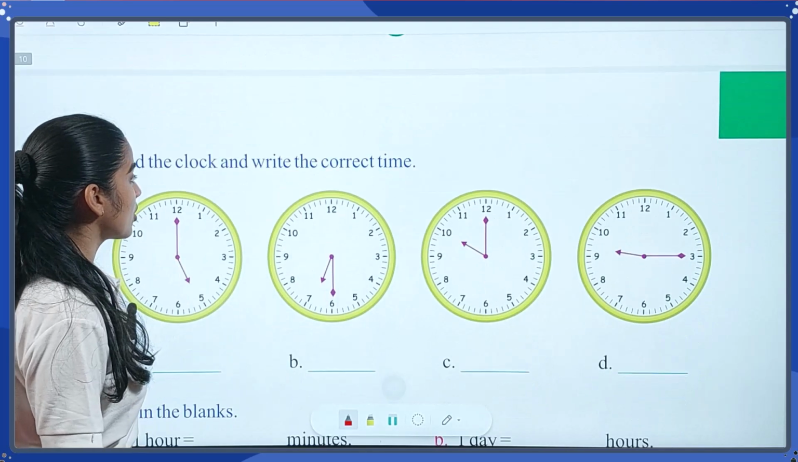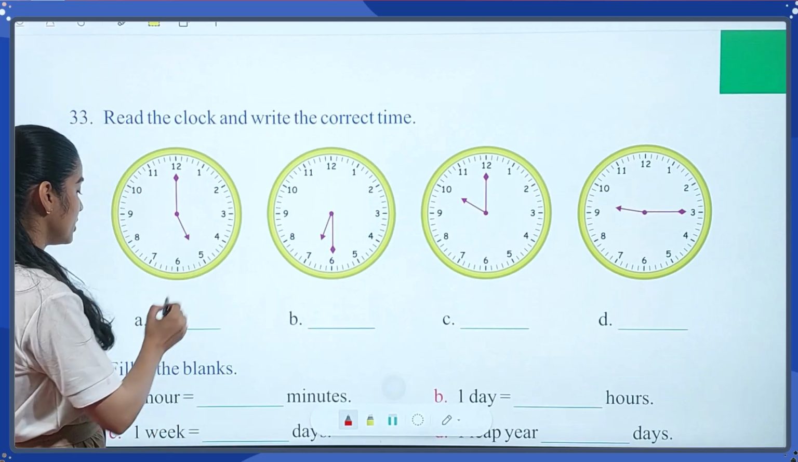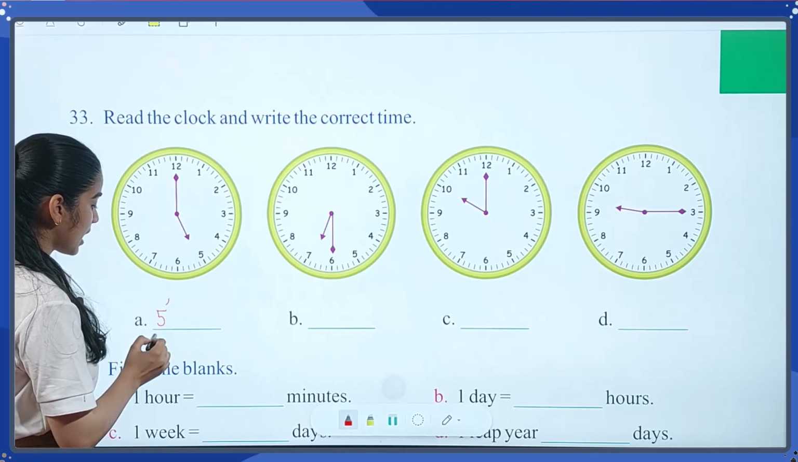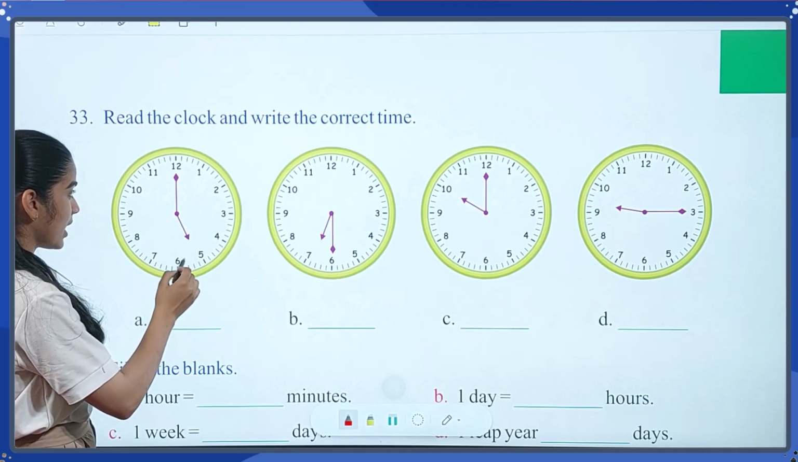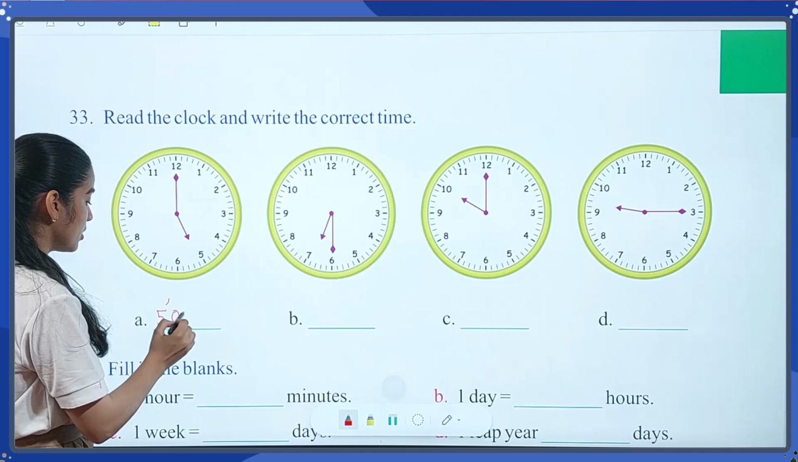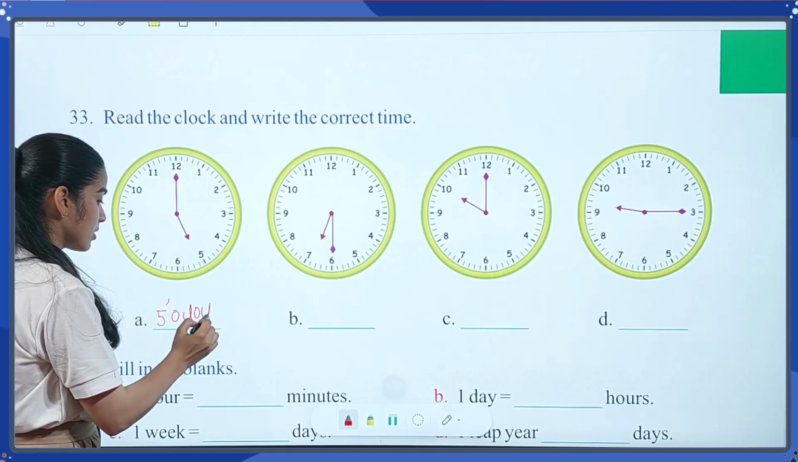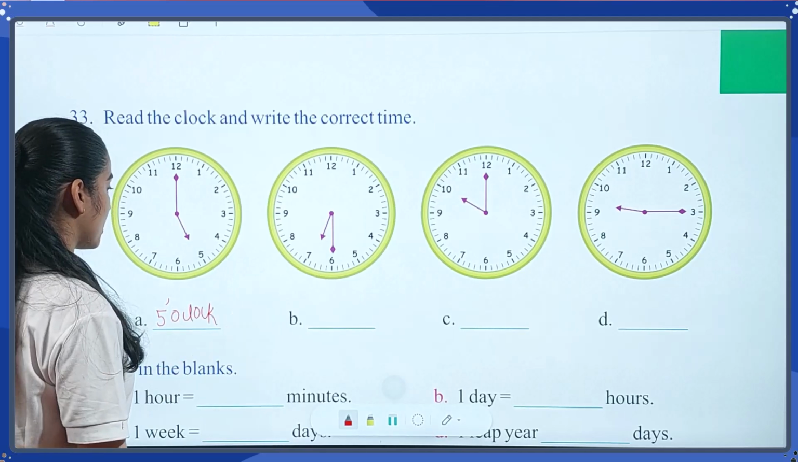Now read the clock and write the correct timing. So it's 5 o'clock because the hour hand is at the 5 and the minute hand at the 12. So you can write the rest of the 3 parts you have.